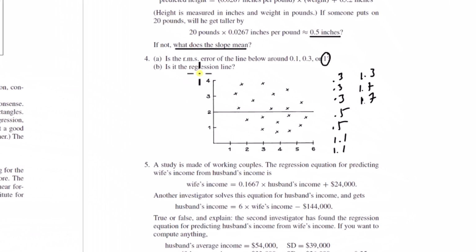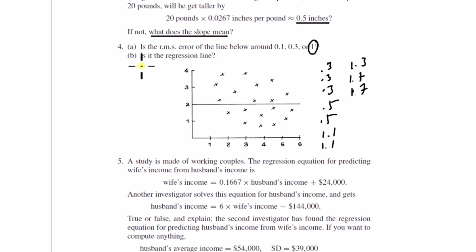Is this the regression line? So how do we answer this question? Well, okay, what they're going for here is we want to look and see, is there potentially another line which would go through the point of averages, which I guess you could say, let's just assume this goes through the point of averages, something like that. Is there another line that would potentially have a lower RMS?